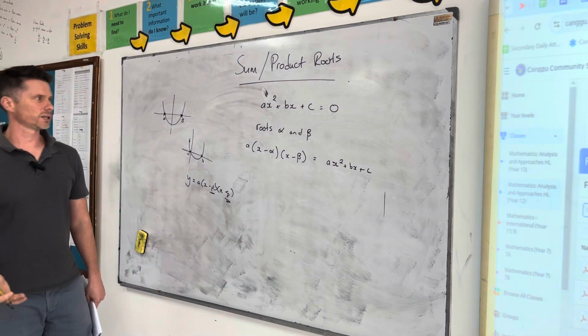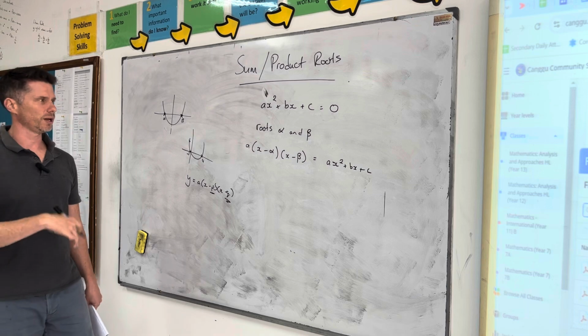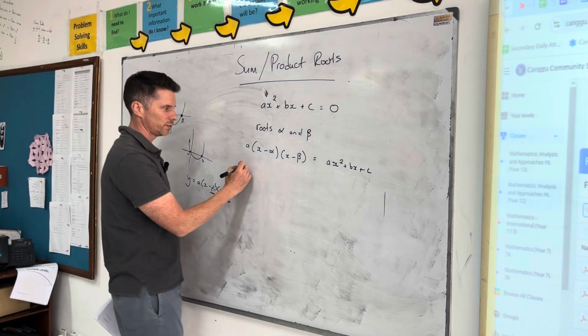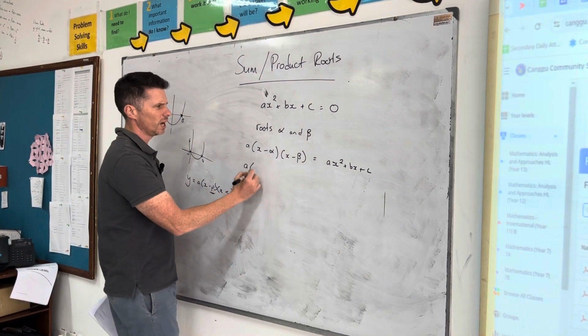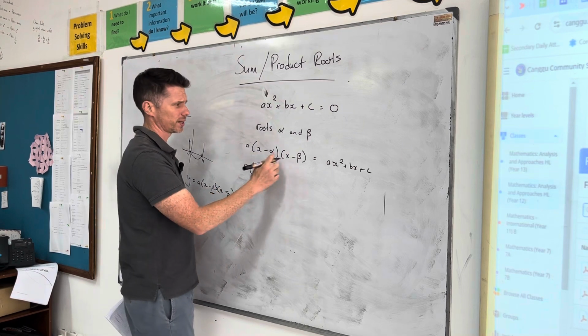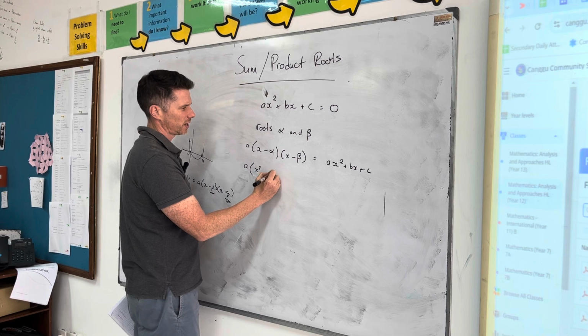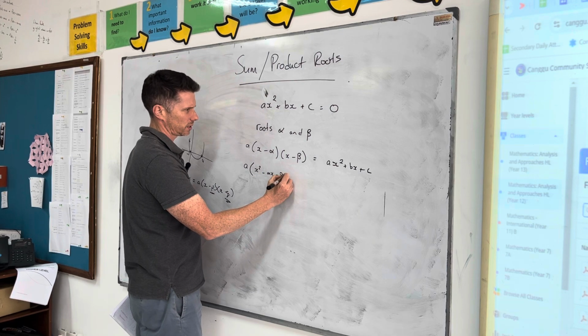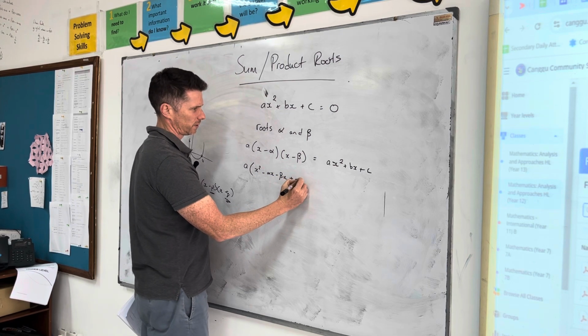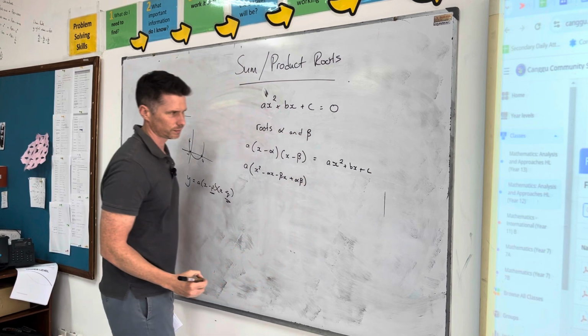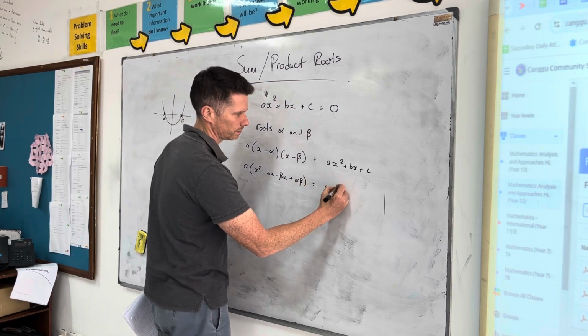So in an equality kind of way, I want to start multiplying this out to see what happens. I'll leave the a till later. I'll multiply my brackets because I'll get x squared minus alpha x minus beta x plus alpha beta. Yeah? And that still equals all this.